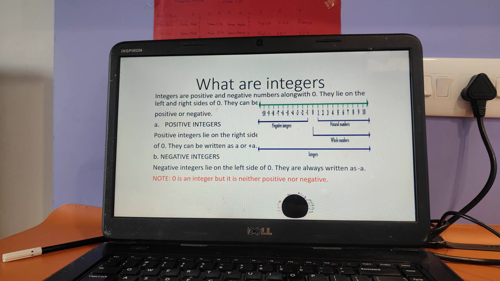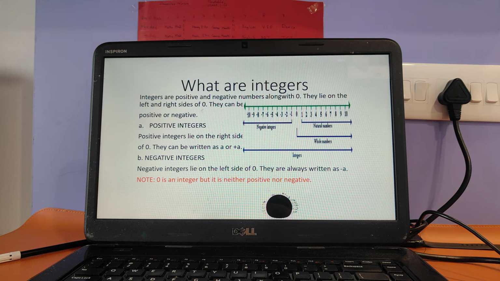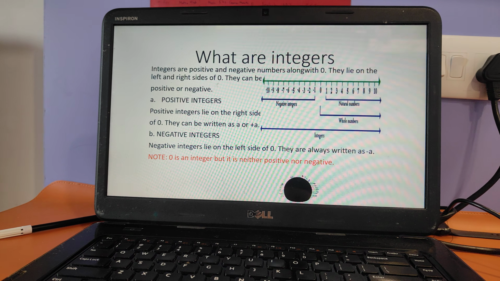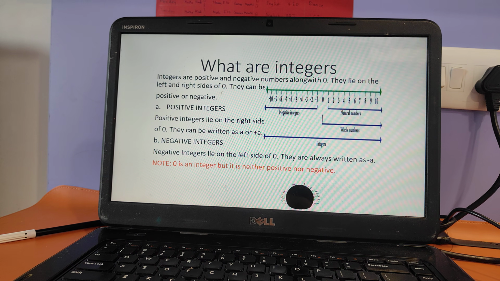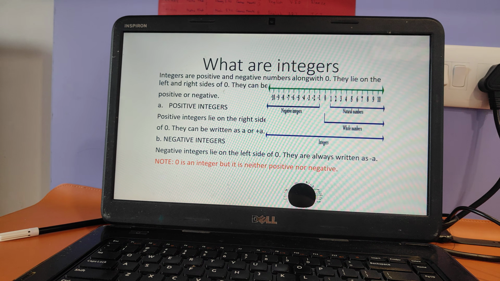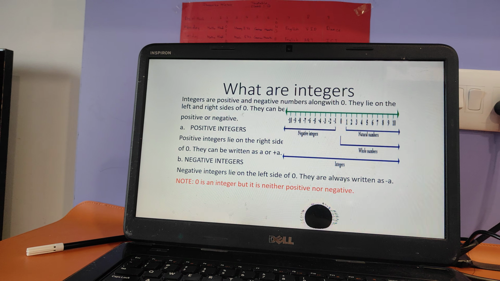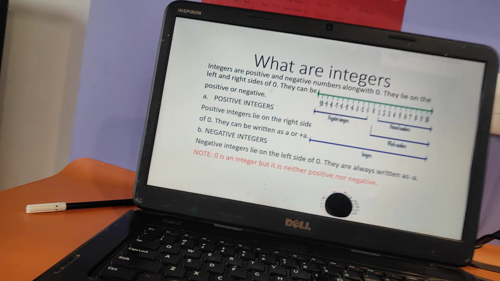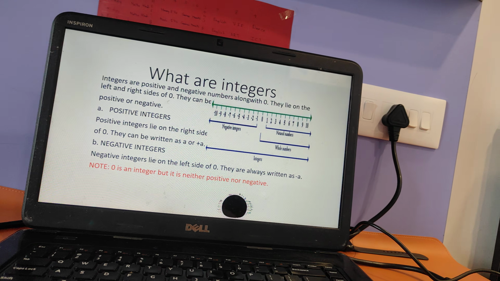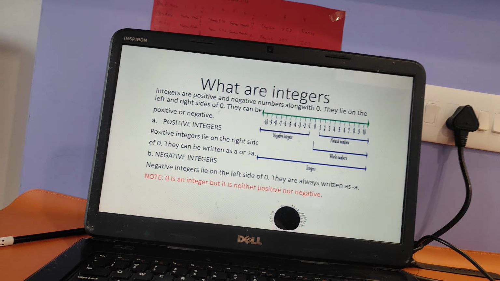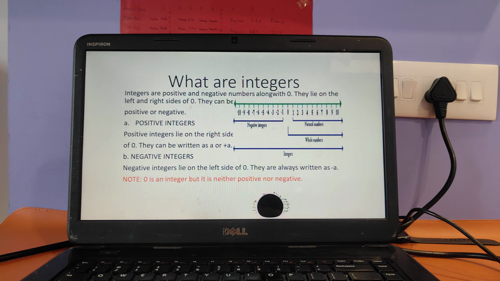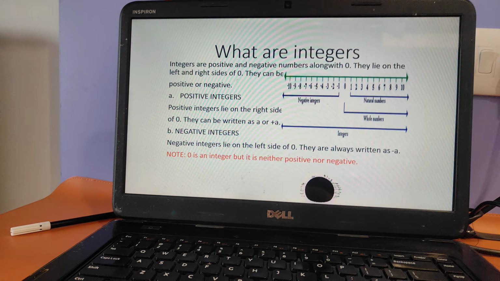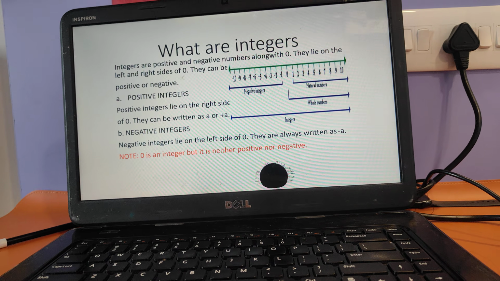Positive integers lie on the right side of 0, and they can be written as a or plus a. This a I have used just as a statement. Like you can write 4 as 4 only, or you can put plus 4. That would be okay. Negative integers lie on the left side of 0. Unlike positive integers, which could be written as a or plus a, negative integers are always written as minus a. Minus 4 would always be minus 4. You cannot change it to 4. Then you would be confused whether it is positive or negative.